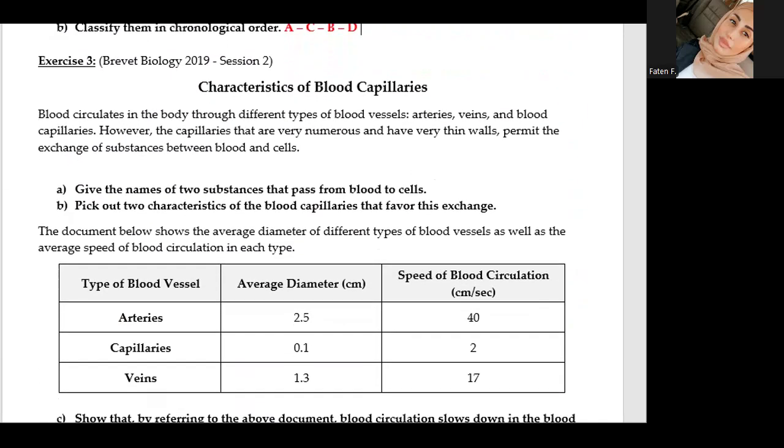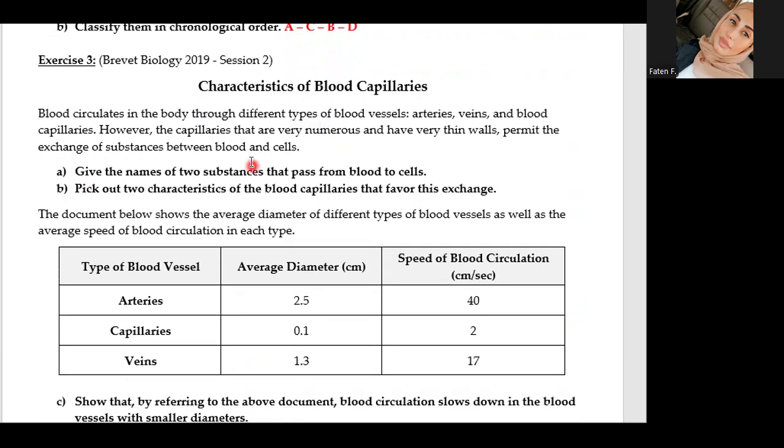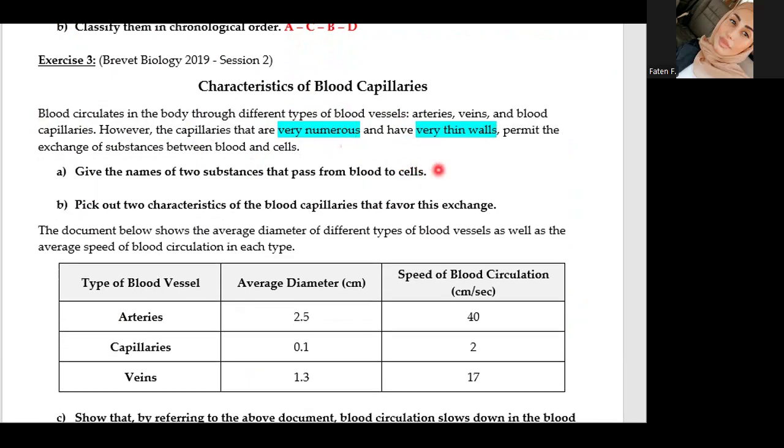Now the last question, characteristics of the blood capillaries. Okay, blood circulates in different types of blood vessels. We have the arteries, the veins, and the capillaries. The capillaries are very numerous and they have very thin walls, which helps to exchange substances. First, what are the substances that go from the blood to the cells? Of course we have oxygen and nutrients.